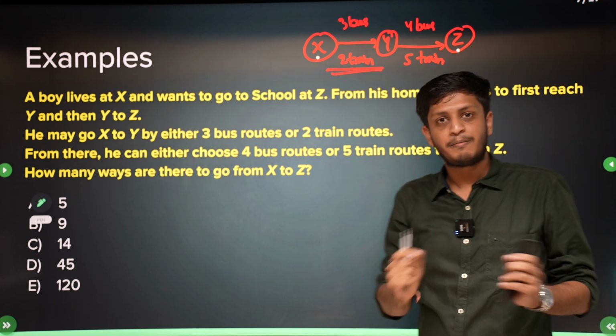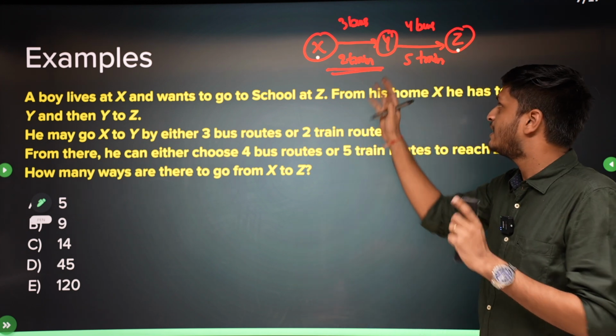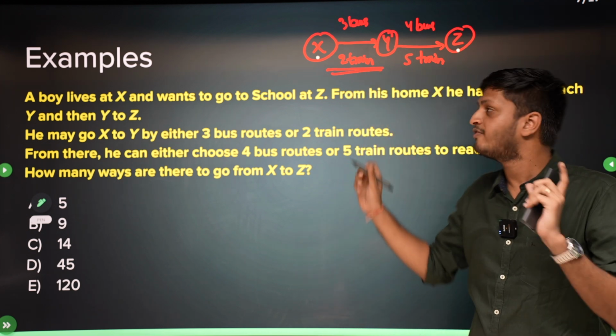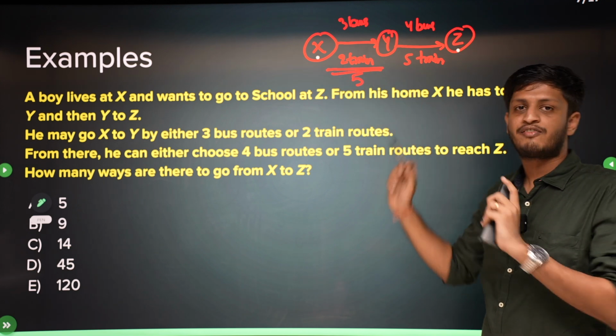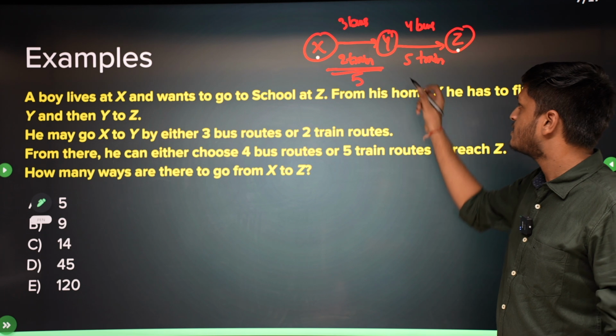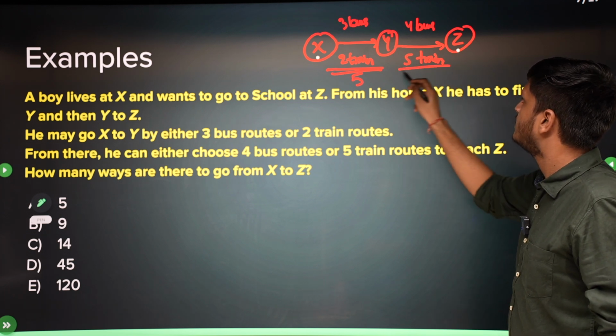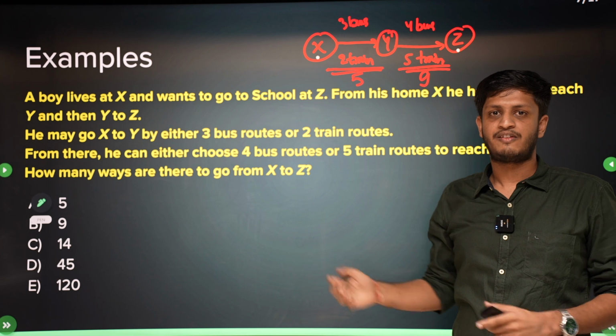So either I will take a bus or a train, rule of sum. So I will take a bus or a train. How many ways do I have? 5 ways. To reach from X to Y, I have 5 ways. I can take either a train or a bus, any 5 options. Similarly from Y to Z I have 4 plus 5, 9 options, 4 buses and 5 trains.